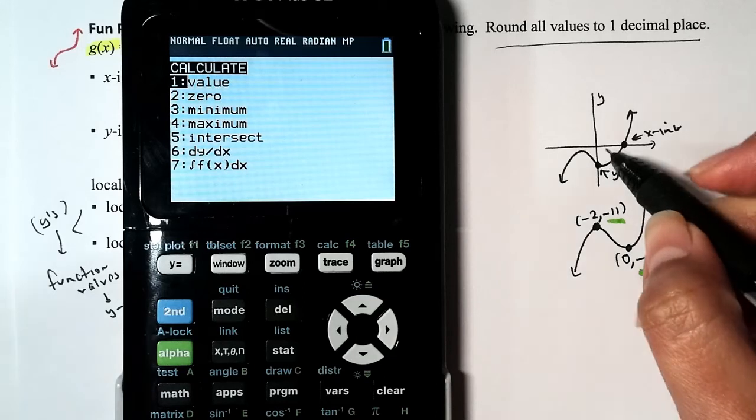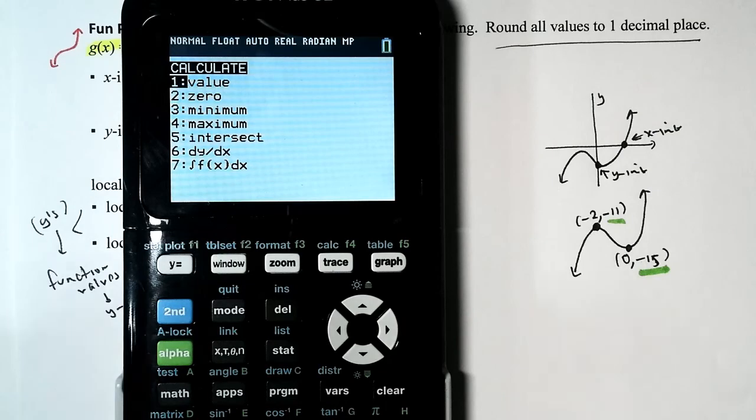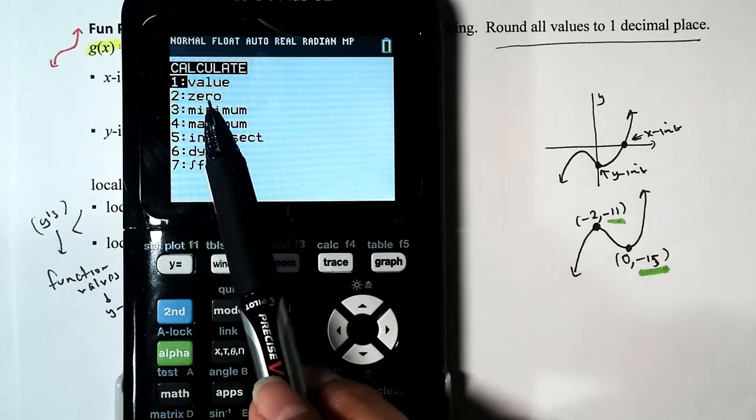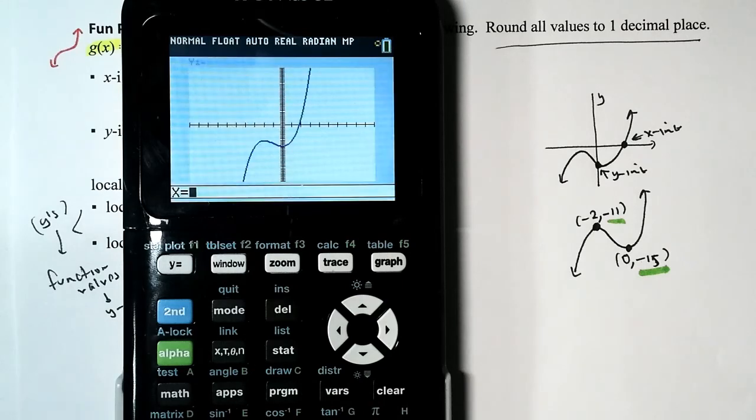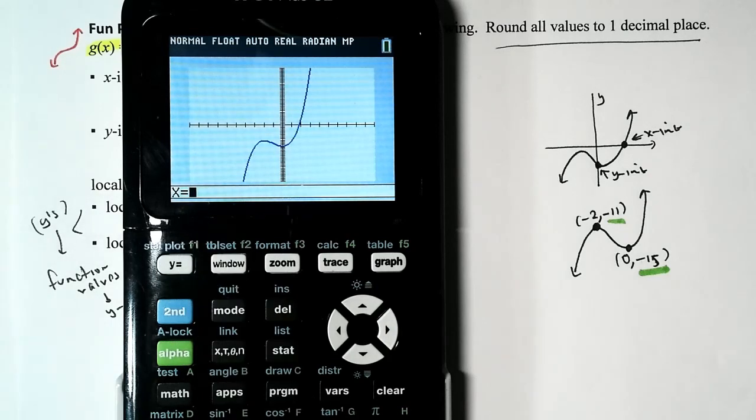That's just how it is. Any point on the y-axis, x is 0. So to find the y-intercept, we're going to let x equals 0 and then solve for y. How do we tell the calculator to let x equal 0 and solve for y? This is what we're going to do: second calc value. The calculator is asking me, x equals what? To find the y-intercept, we let x equal 0. Let's put 0 and then hit enter.